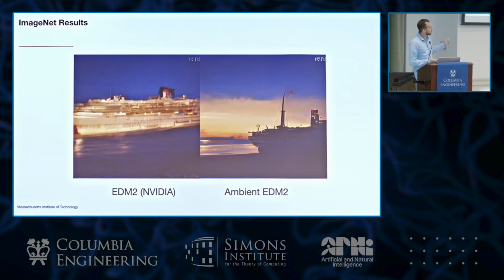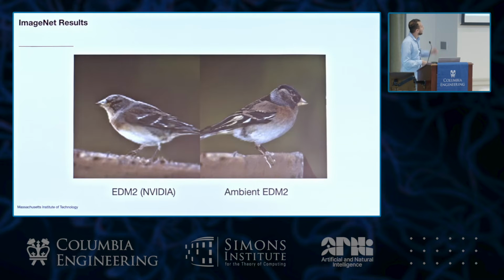This is another example. I love how the blurriness of the ship turned into a sunset here. So the model cannot generate blurry images. So it's like, okay, what is this blurry thing? I'm going to make it a sunset. And this is another example with a bird. So you see this all over.